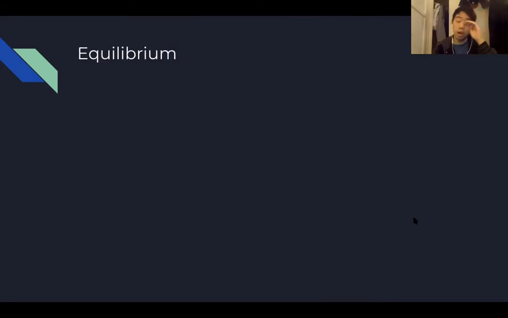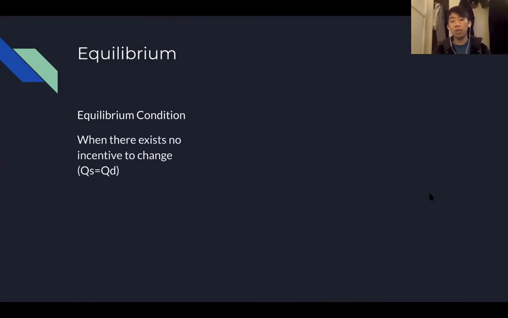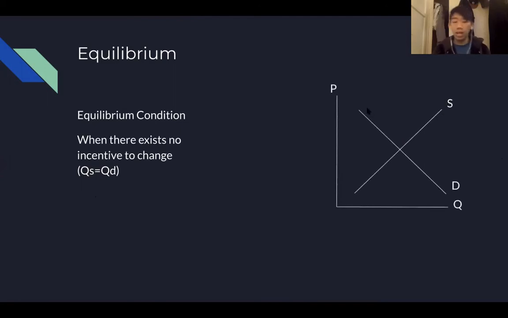Ultimately, a lot of what we've done is to bring both supply and demand together with this equilibrium. Our equilibrium condition is when there exists no incentive to change. If there is no incentive to change, that means everyone's happy where they are. And so the condition is quantity supplied equal to quantity demanded. Anywhere along the line of supply is quantity supplied, and anywhere along the line of demand is quantity demanded. You'll notice that there's only one point where they're equal, and it's in the middle.